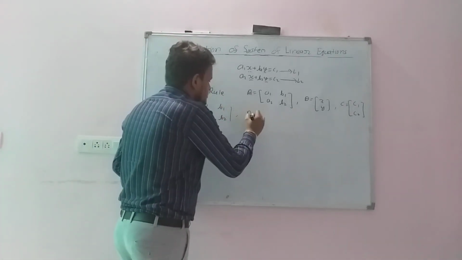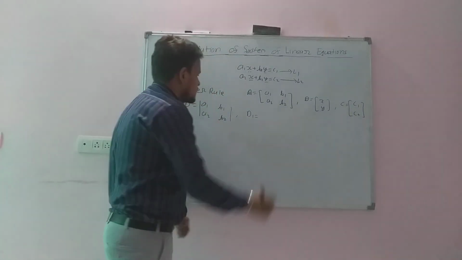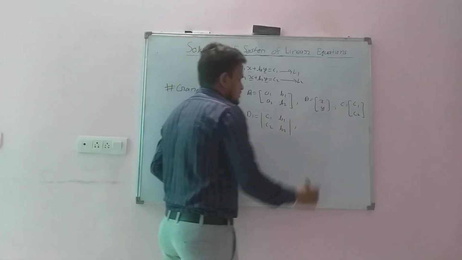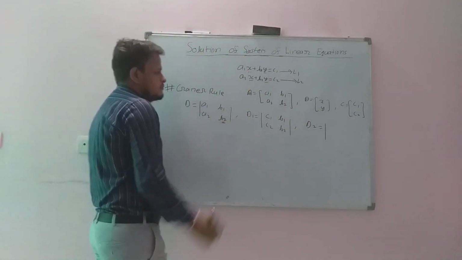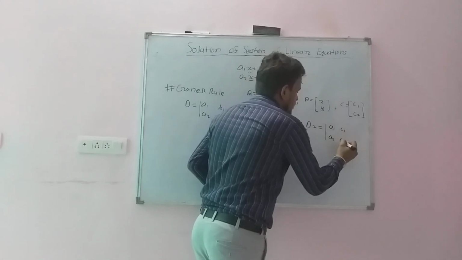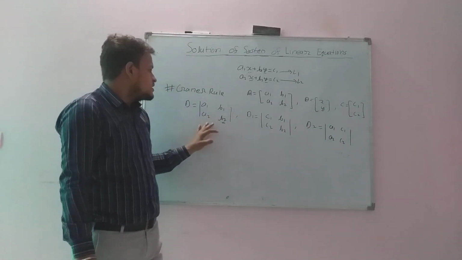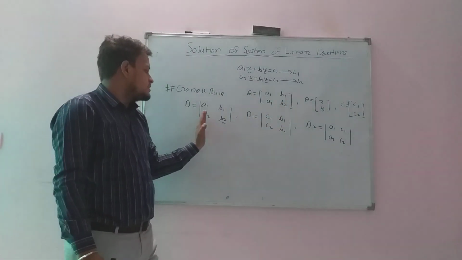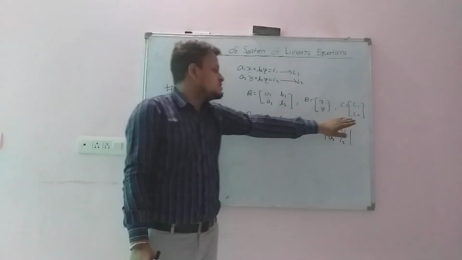Now we will take another determinant, that is d1. In d1 we will replace this column by this C column, that is c1, c2, b1, b2. Now another, that is d2. In d2 we will replace this column by this column, so that is a1, a2, c1 and c2. Now you can see that we have three determinants, d, d1 and d2. D is the determinant of the coefficient matrix. In d1 we replace the first column with the C vector, and in d2 we replace the second column of D with the C vector.